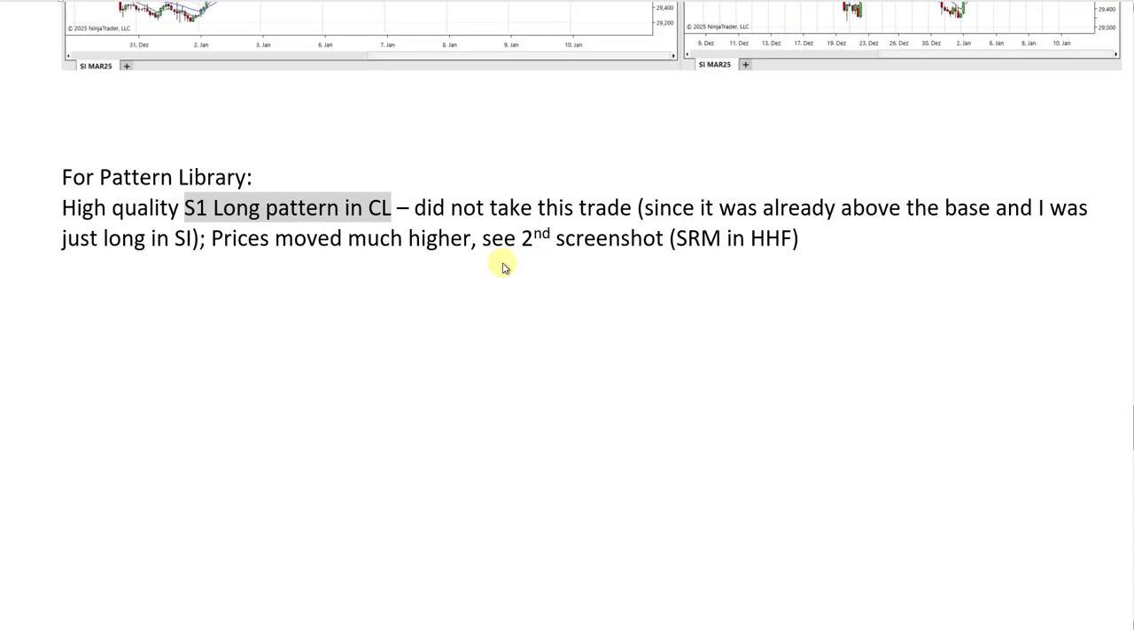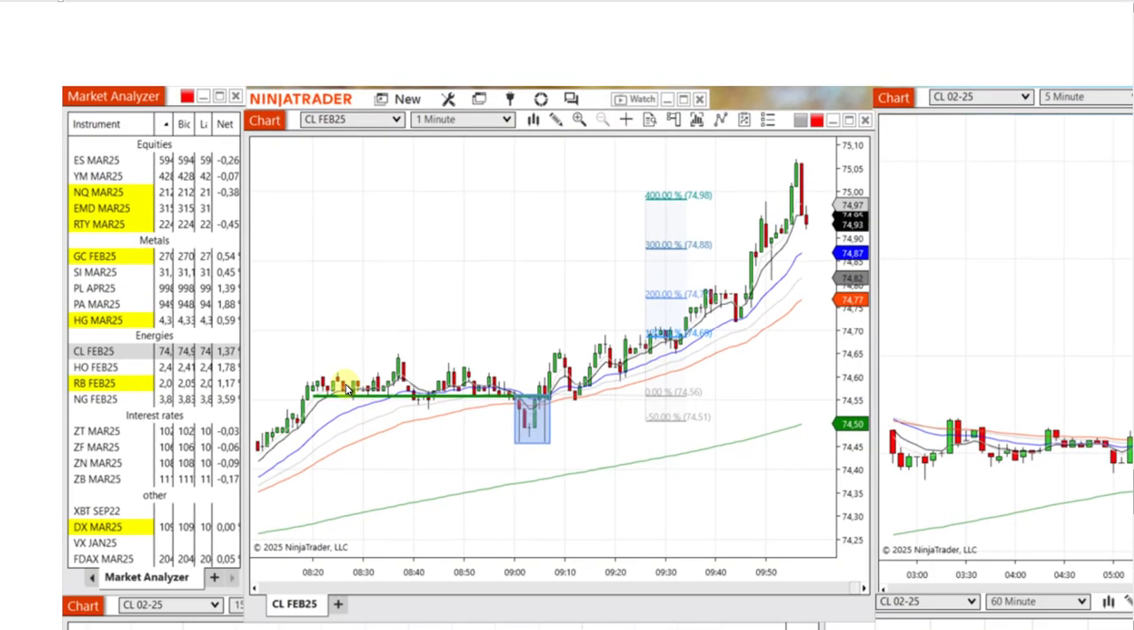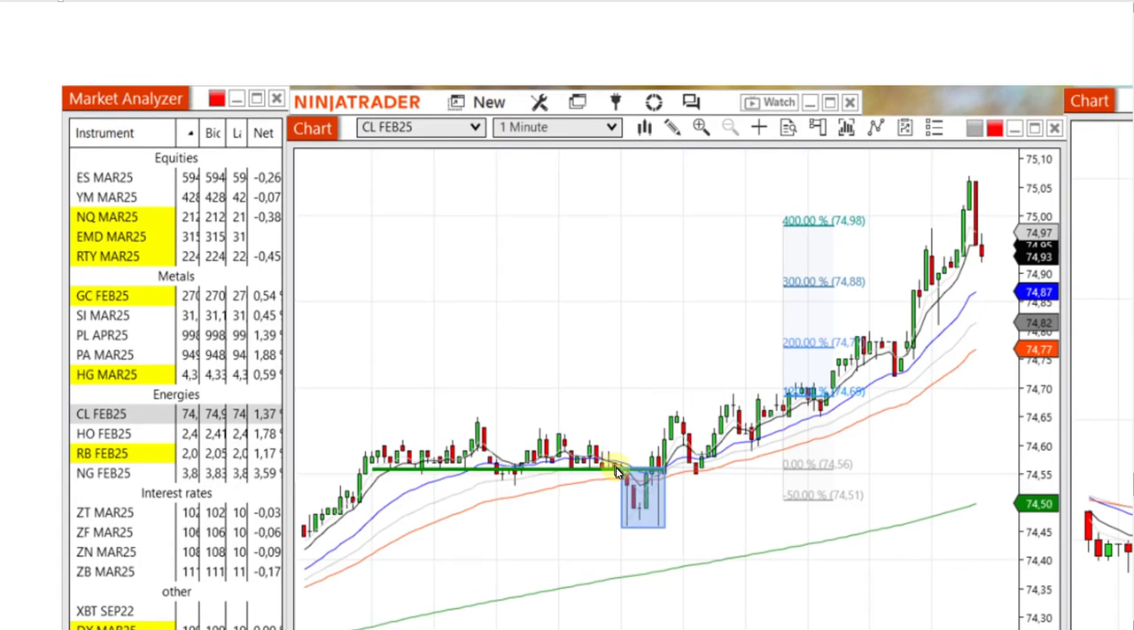Okay, now he writes here, this is for his pattern library, so he keeps that. It's an S1 long pattern in crude. So look at this, another beautiful S1, right? Nice support from the 21, stop run level up here. Let's have a look at this, because it's really good, right? Test bar, test bar, test bar. We've got 3 test bars, so that's a really strong pickup in volatility. That's what we want to see.